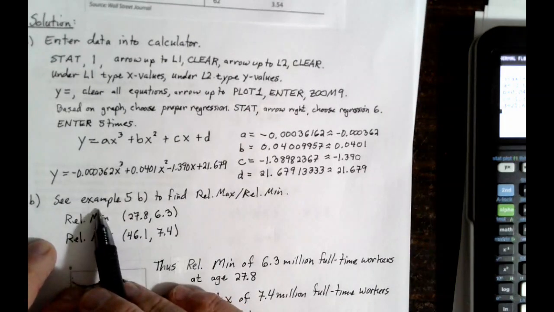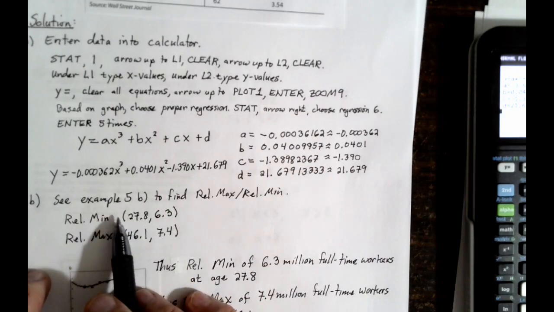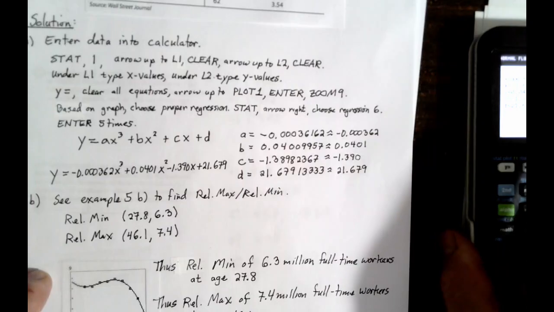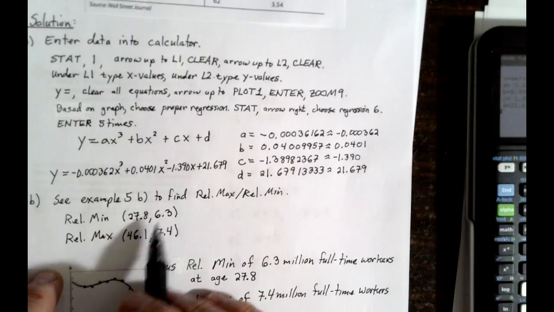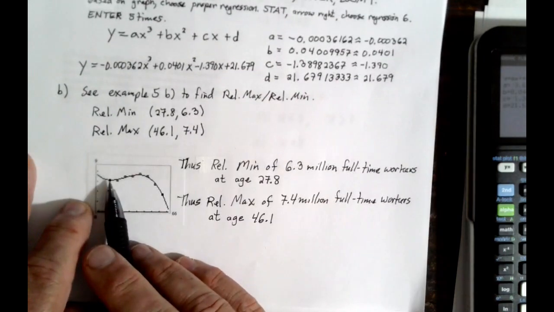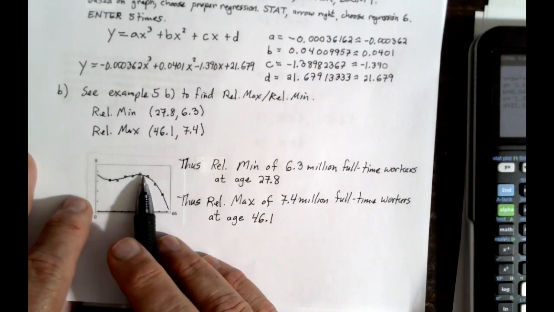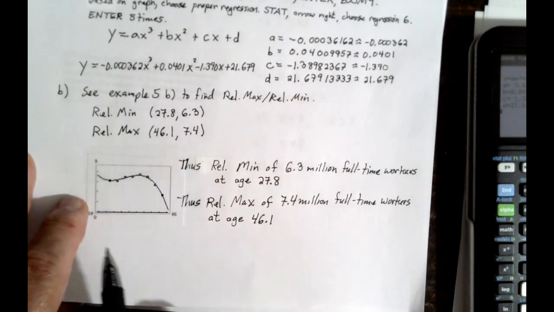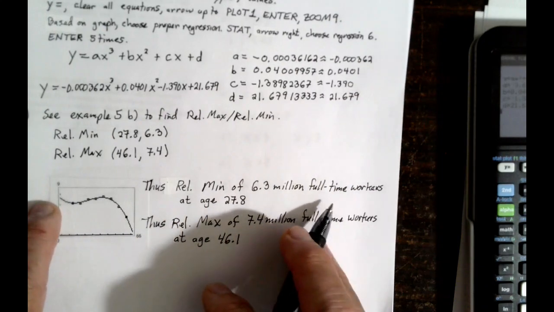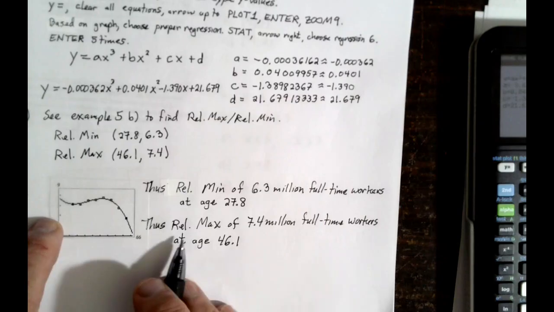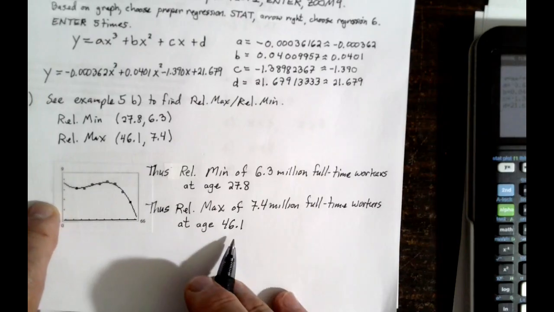Now part B says find the relative max and mins of the reported function. You just go back to example 5b where I showed you how to find the relative max and mins. If you typed this into your calculator under Y1, it'll look like this, and you find your relative min using second trace 3, and then you find your relative max using second trace 4, and you'll get these two values. Thus, the relative min of 6.3 means 6.3 million full-time workers at age 27.8 years of age, and a relative max at 7.4 million full-time workers at an age of 46.1 years old.